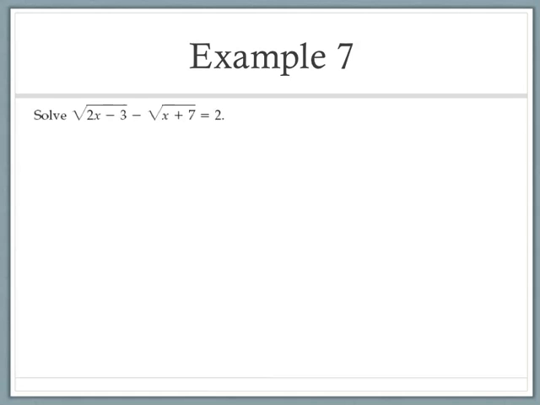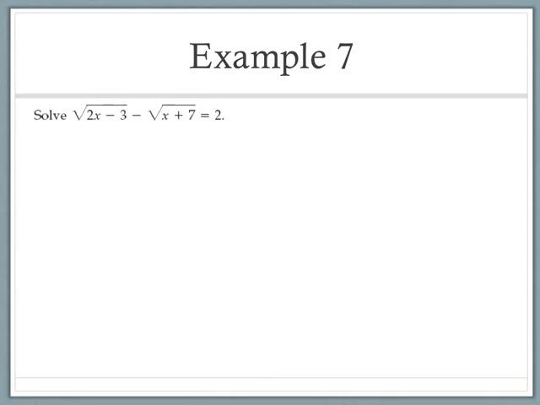We have the square root of 2x minus 3 minus the square root of x plus 7 equals 2. So we want to start off the same way. I want to pick one of those radicals to get by itself on one side, and then we're going to square it, simplify it, and then we'll try to get the other square root by itself, square that, and then we will be able to work with that equation.